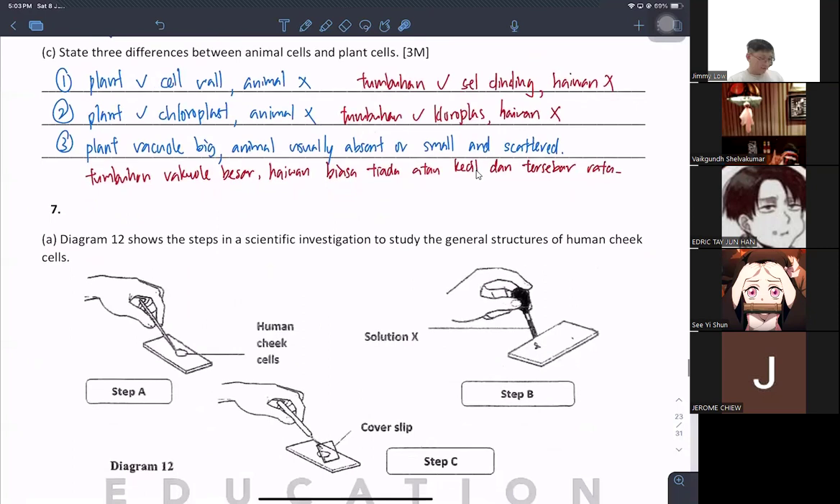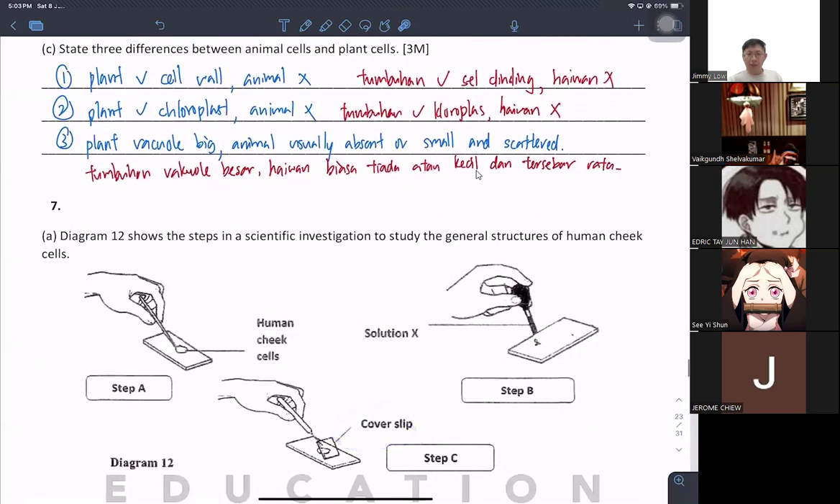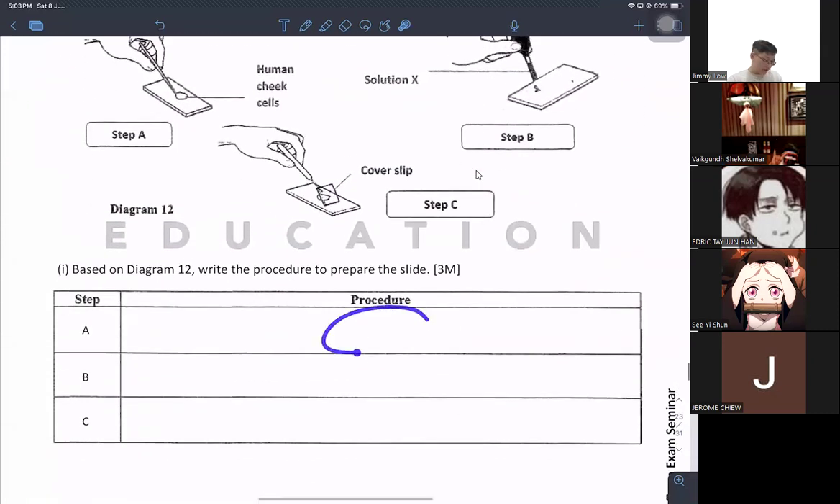So first thing first, you take the cell. Second thing, you have to put the solution here. For human cell, we are going to use methylene blue solution. For plant cell, we are going to use iodine. So you cover it, you absorb the excessive liquid coming out, and you clip it, you observe it through the microscope. The steps here you write down by your own. The answer is already in front.